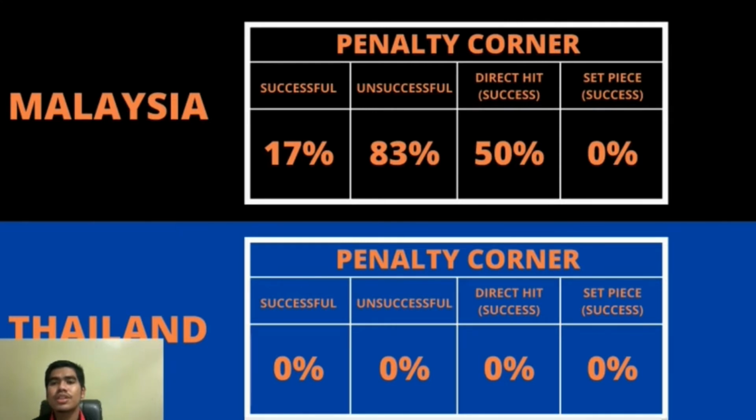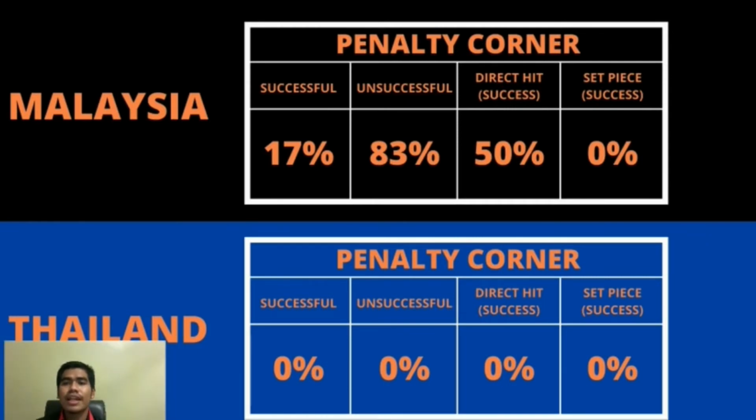For the penalty corner, first I classified them into 2, which is successful and unsuccessful. So for Malaysia, the successful rate is 17% and the unsuccessful rate is actually 83%. The next one, I classified them into two categories based on how they take the penalty corner. The first one is direct hit and the second one is set piece. As you can see, Malaysia has a successful rate of direct hit penalty corner of 50%, while the set piece penalty corner shows 0% conversion rate.